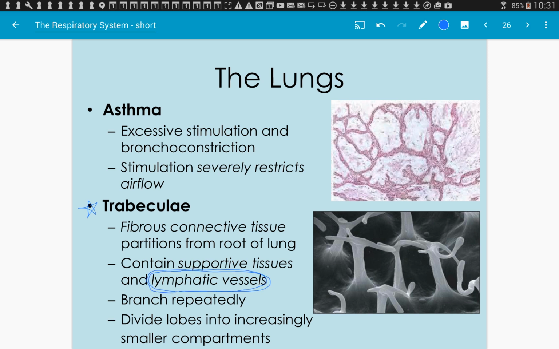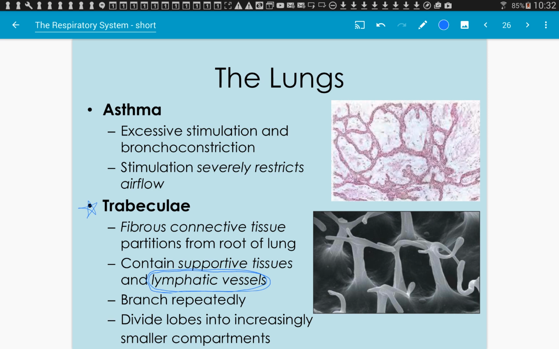Why would we need lymphatic vessels in the lungs? Yeah, there's a lot of blood going through there. So if there's a lot of blood passing through your lungs all the time, which is true, what happens in the capillaries? We have plasma, the fluid that's exiting the capillaries and going into the tissue fluid. It has to do it in the lungs too. So we need a way to collect that extra tissue fluid.